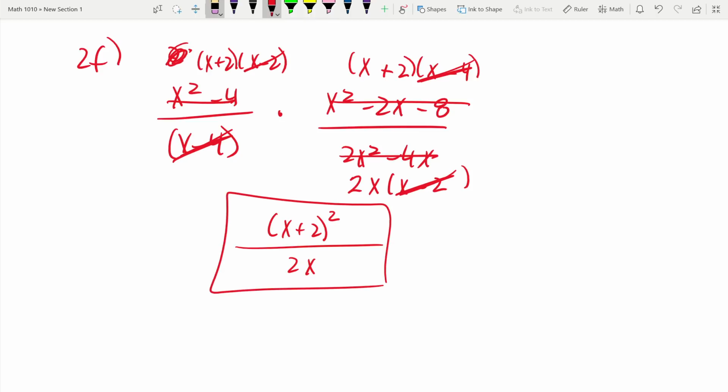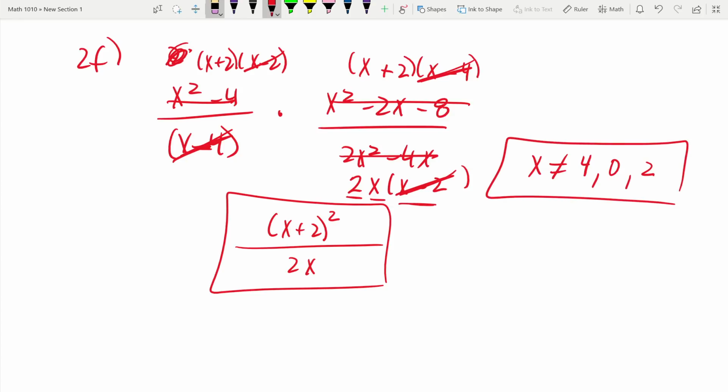And once again, I forgot restrictions. I did it accidentally. It's okay. You could do it at the end. You just have to be careful. So this minus 4 right here is going to give me a restriction of 4. The 2 gives me no restriction. The x gives me a restriction of 0, and this x minus 2 gives me a restriction of 2, and there we go. Okay? All right, now we're going to divide.